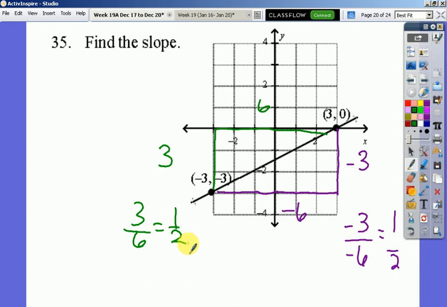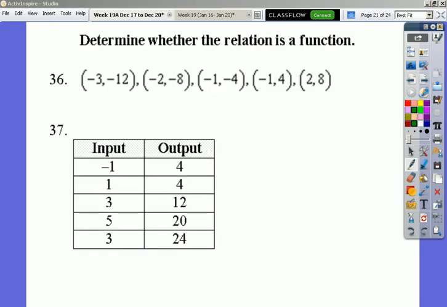Okay, is number 36 a function? No. Because -1 repeats. So it's not a function. Right, -1 is paired with -4, -1 is paired with 4. So not a function. Great.